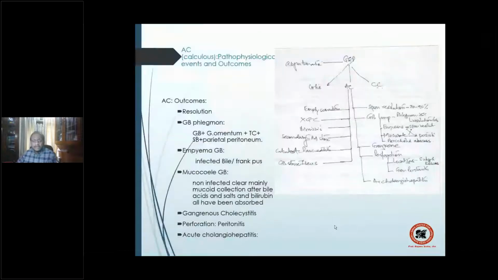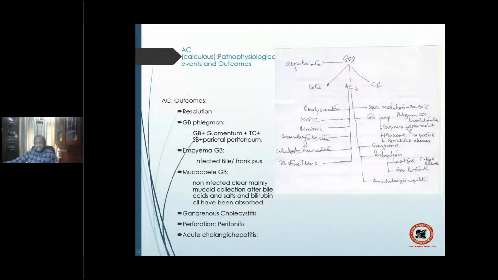Now let's look at what happens when the patient has calculus cholecystitis. So we look at the physiological events and outcomes. You've got this gallbladder stone, which may be asymptomatic, which usually is the case. It may present with biliary colic, which we referred to last time, the Rome classification that we talked about, how we classify biliary pain. Or the patient may have acute cholecystitis, or chronic cholecystitis. Here, let's focus on the acute cholecystitis.